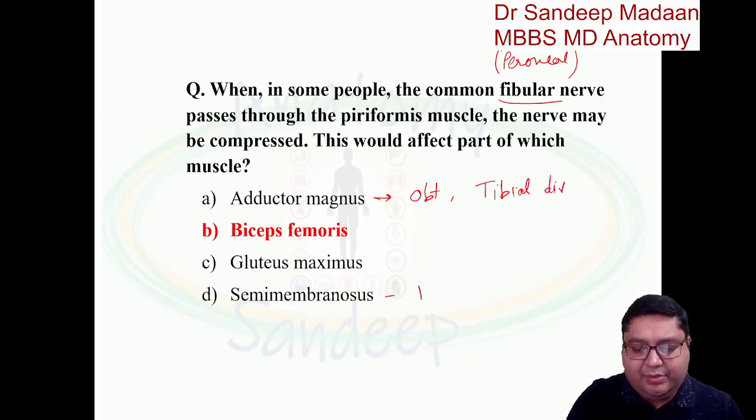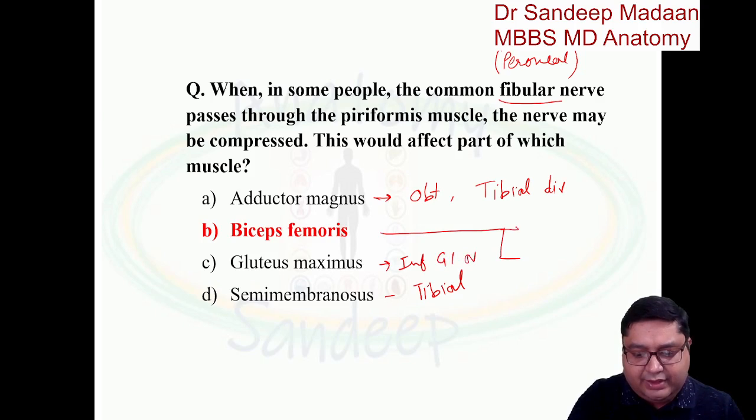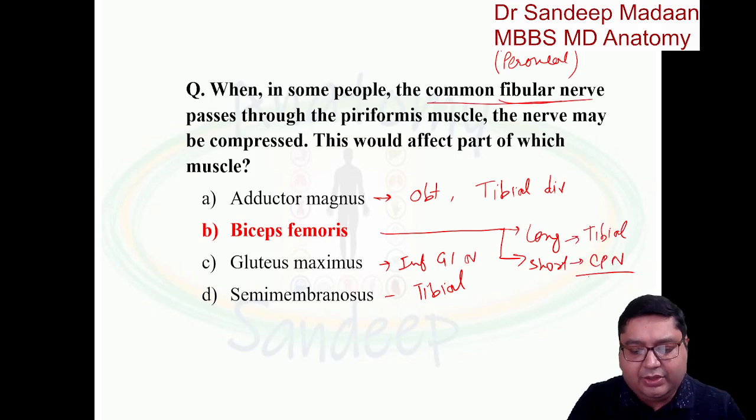Semitendinosus and semimembranosus are supplied by the tibial division of sciatic nerve. This will be supplied by inferior gluteal nerve. But biceps femoris has two heads, long head and short head. The long head is a part of hamstring that will be supplied by the tibial division of the sciatic, whereas the short head will be supplied by the common peroneal nerve or the common fibular nerve. That's why B will be the answer. Now let us move on to the next question, dear friends.